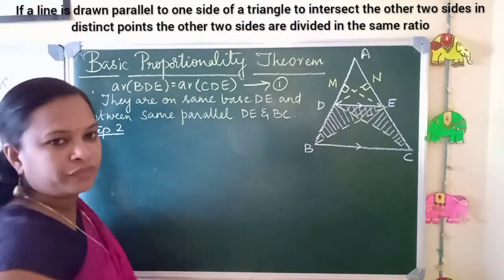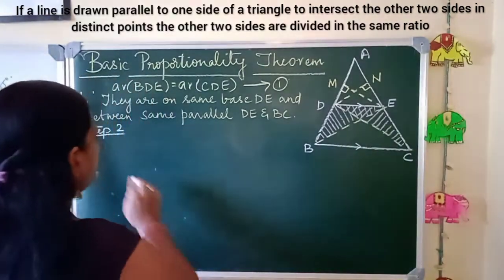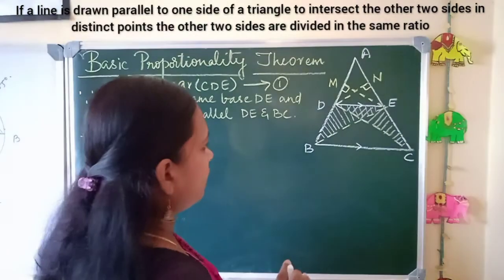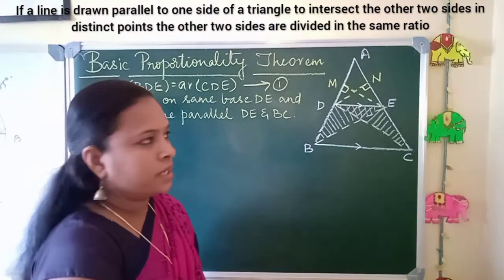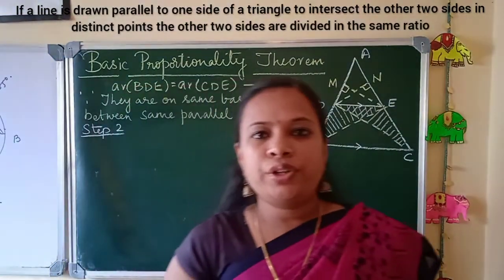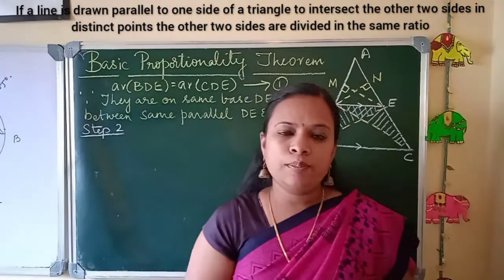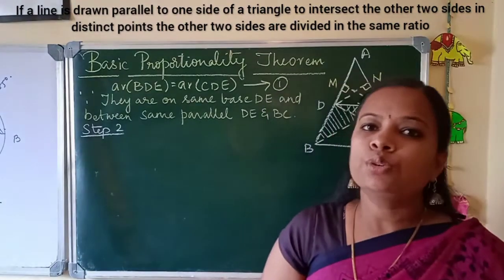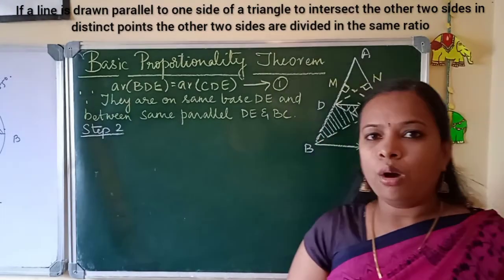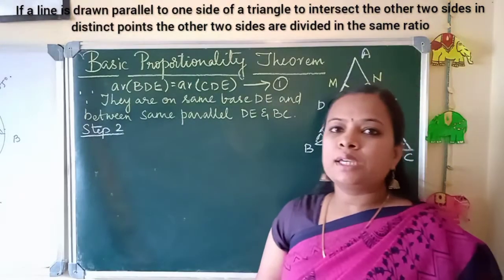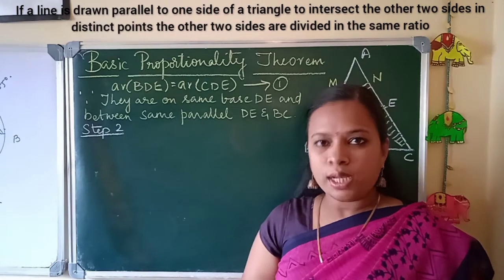Now we will move on with step 2. In step 2, we are going to compare the areas of triangles. You know what is the area of a triangle? The area of a triangle is half into base into height. So in step 2, we are going to write down the areas of triangles. We will see which two triangles we are going to consider now.